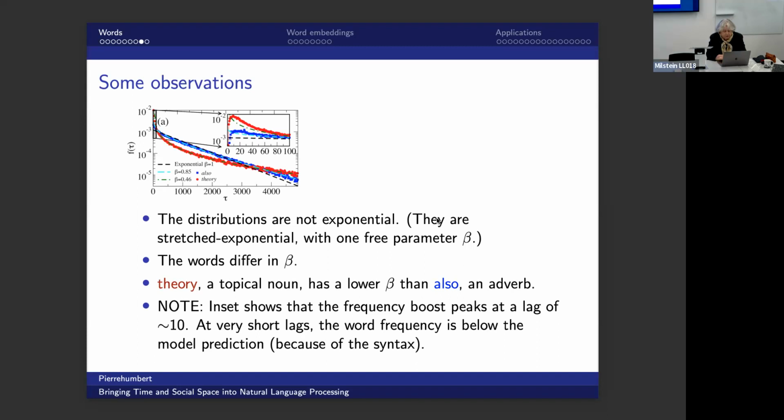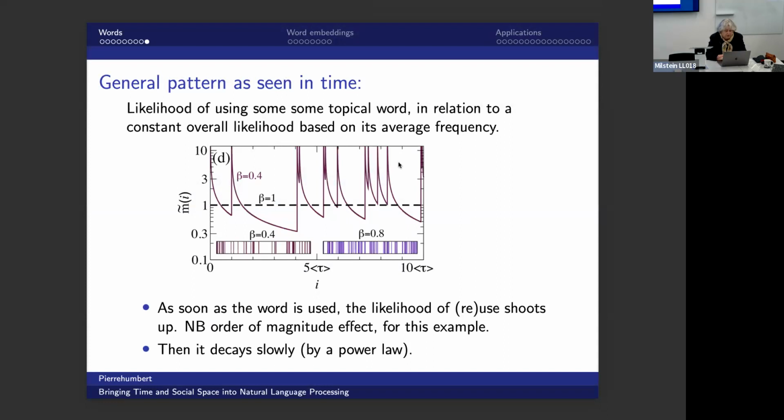Okay, so now once we've got this model, we can generate the likelihood of the word as seen in time. Remember, this was the recurrence time distributions. Now we're just going to run this to get a little stretch of a random run of this model. And what's happening is that once you use the word, the likelihood shoots up and then it decays. This is a hazard process. That's a power law decay function, which some people argue is the correct model of human memory. John Anderson had a very important model on that.